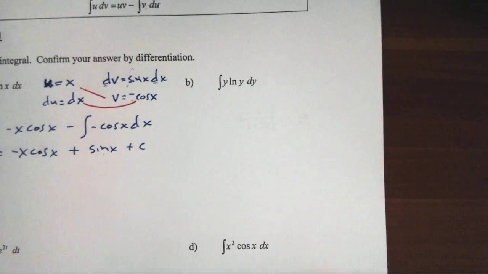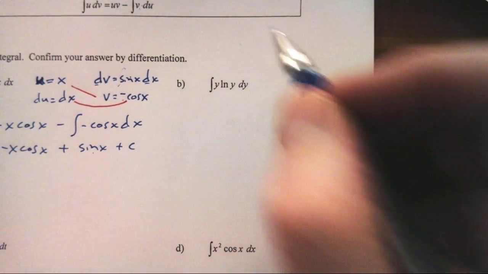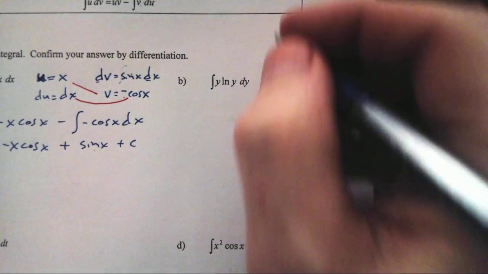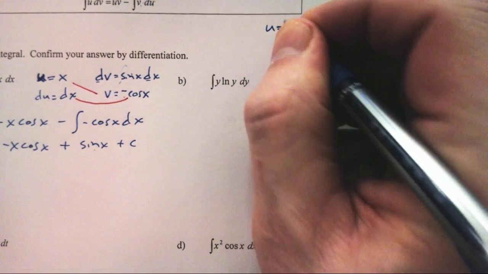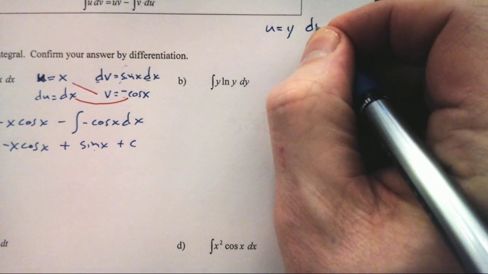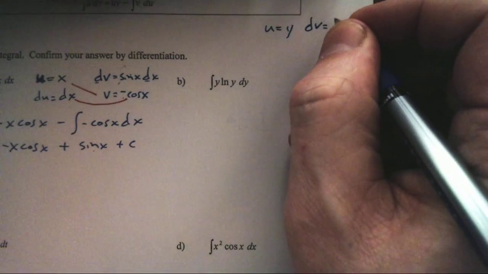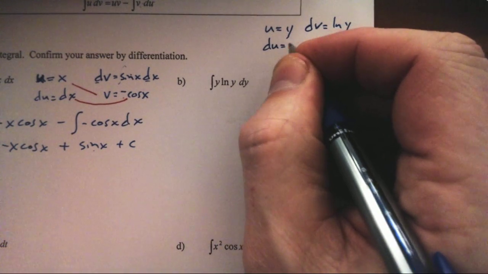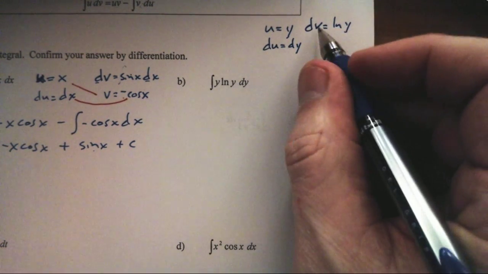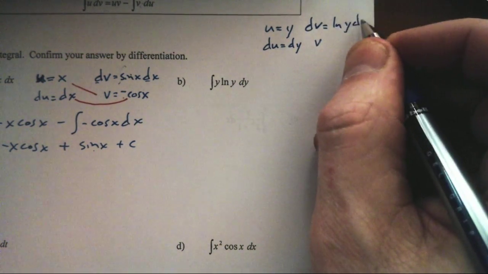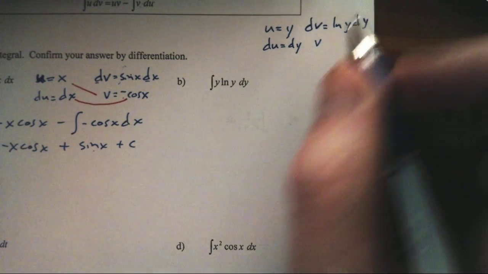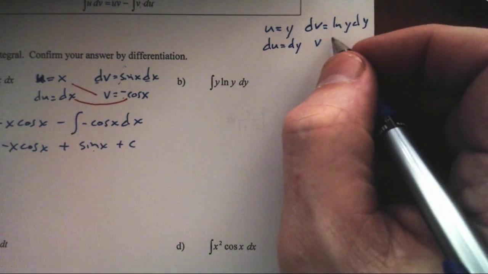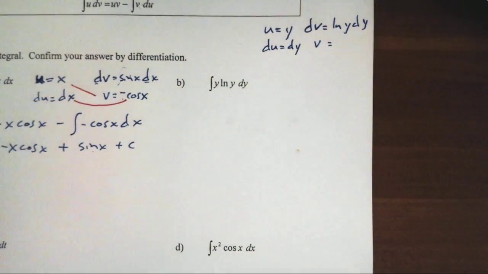Okay, now I'm going to use a sidebar area up here. Let's say we went into this without a whole lot of thought, and I said, all right, let's let u be y and dv be ln y. The derivative of u is easy, looks just like the last one. du is dy. And v is, there's a dy here as well, ln y dy. v is the antiderivative of ln y. I don't know what the antiderivative of ln y is.